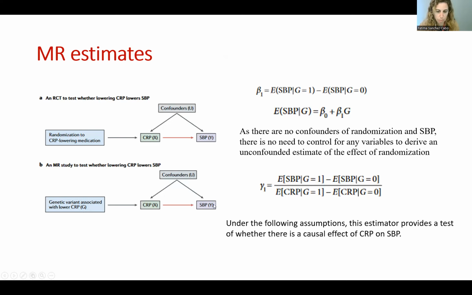I come now to the assumptions, okay? In this context, if everything holds, it's easy to calculate the treatment effect, just with the expected value of the systolic blood pressure in the individuals that have versus those that do not have the variant. We simply use regression, and the estimate that is normally used is we try to remove the effect of the gene on the CRP, the C-reactive protein. And this is the estimate that we use for inference.